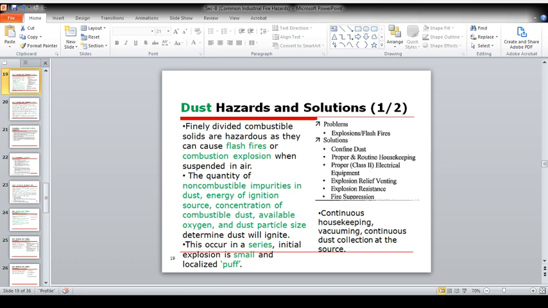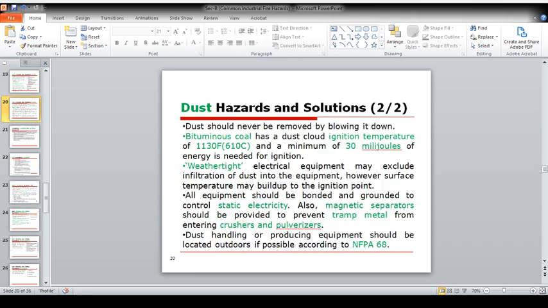The initial explosion is small and localized, so continuous housekeeping requiring continuous dust collection at the source is needed. Ultimately, on the problem side we are looking at explosion or flash fire, whereas the solution is confined dust, proper and routine housekeeping, proper Class 2 electrical equipment, explosion relief venting, explosion resistance and fire suppression. Dust should never be removed by blowing it down, so do not try to do that.